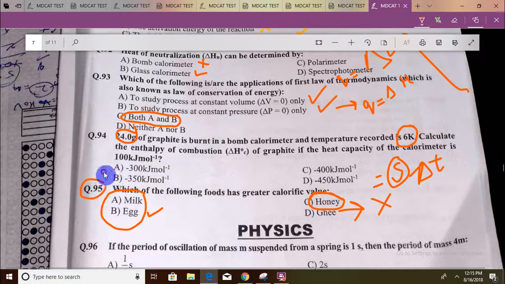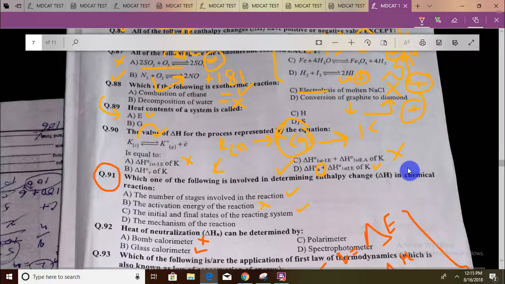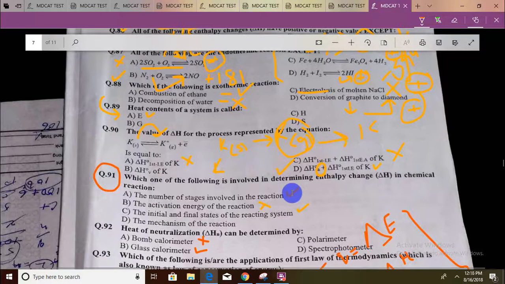So which is involved in determining the enthalpy change? The number of stages involved in the reaction. Well, not directly. The activation energy can be used. If you have the activation energy of the backward and the forward, you can figure out the enthalpy change. It goes like this, and you know what this is, and you know what this is. You can figure out what this is. Mechanism is also involved, but since all of these seem alright, the least likely is activation energy, because it hasn't been mentioned if we have access to both the forward and the backward.